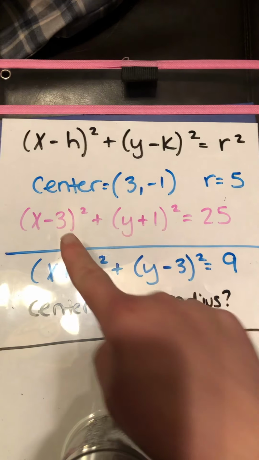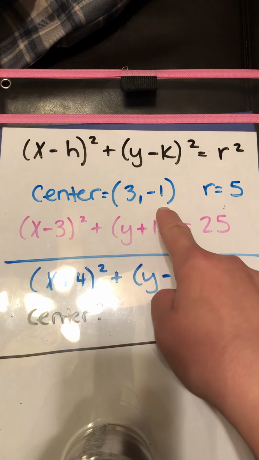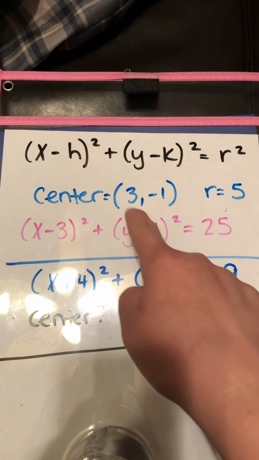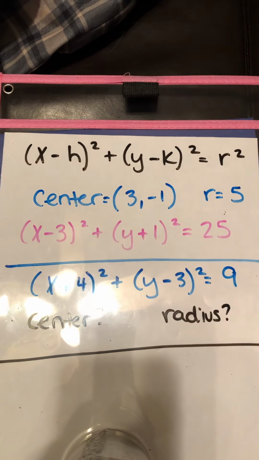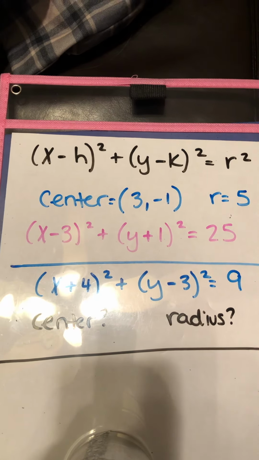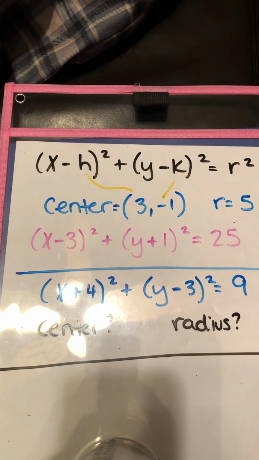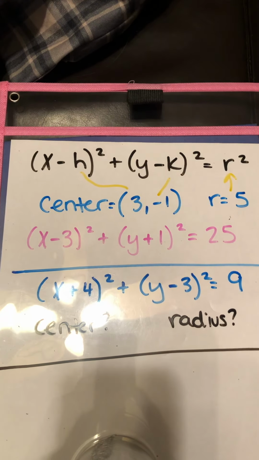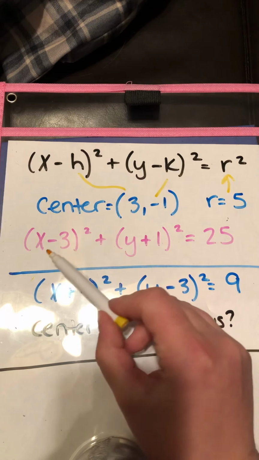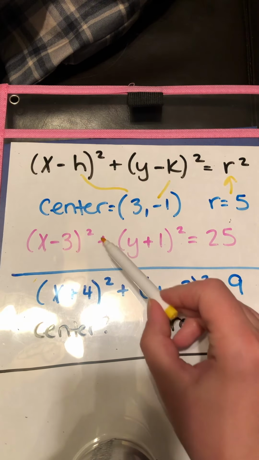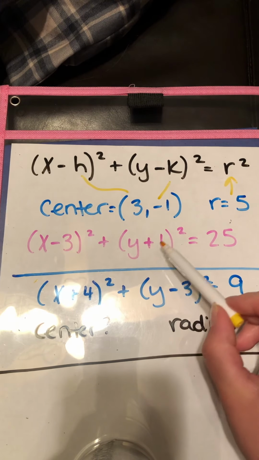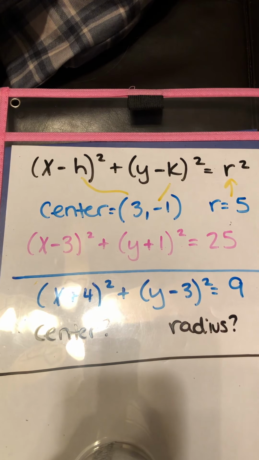The center, so if you have a circle with a center that's 3 and negative 1, your 3 goes to the h, your negative 1 goes to the k, and r goes for r. So it ends up being (x minus 3) squared plus (y plus 1) squared equals 25.